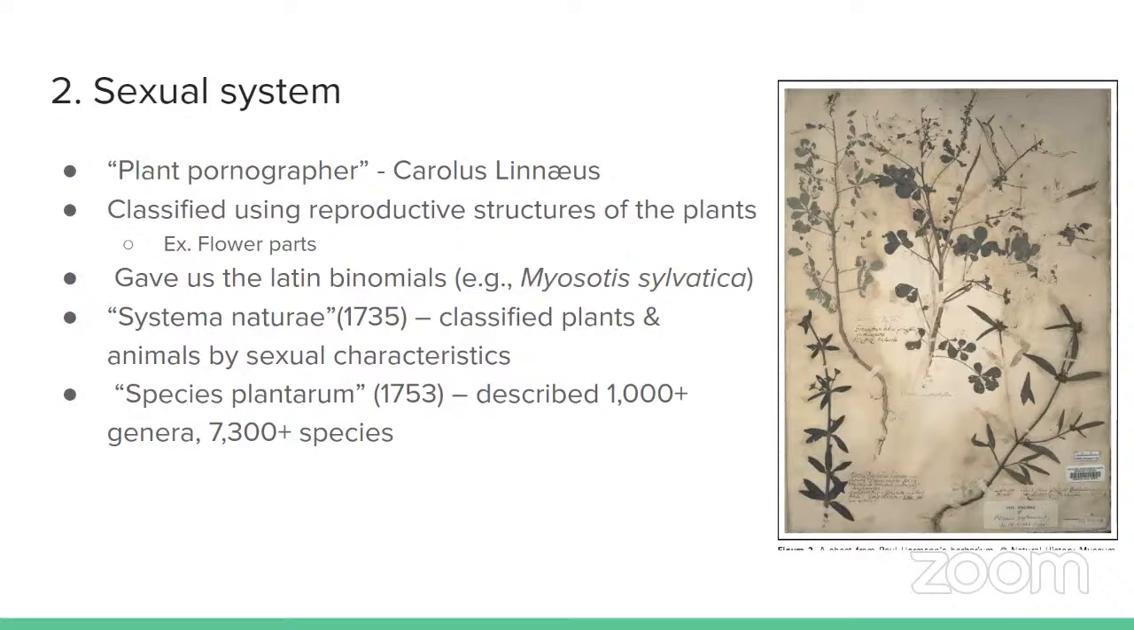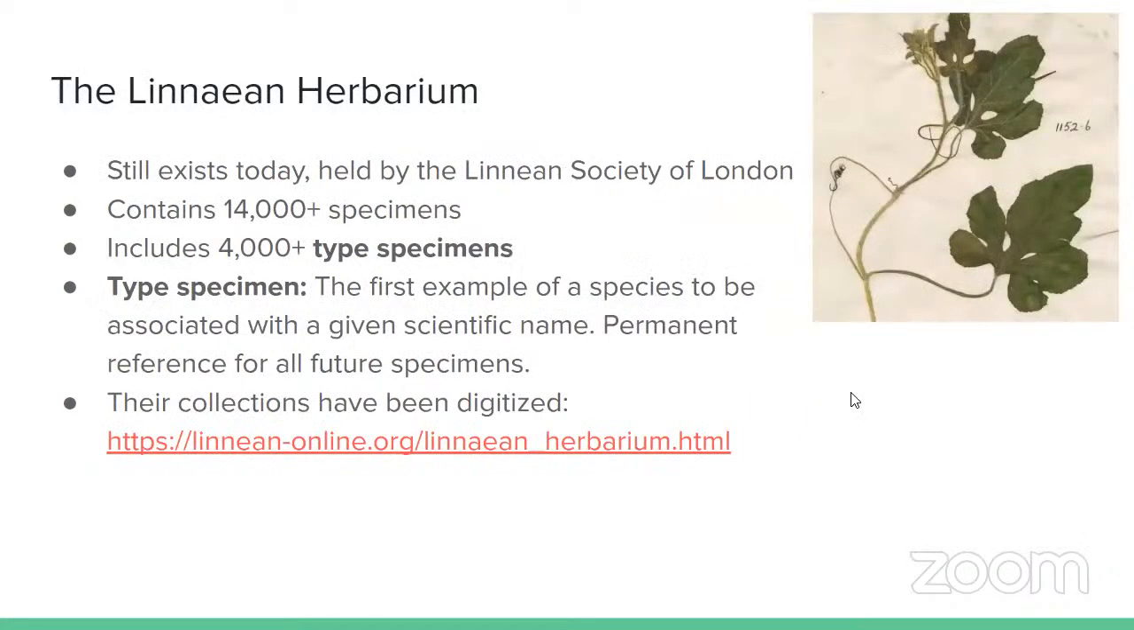So he's classifying plants and animals by their sexual characteristics, by their reproduction, which was a little scandalous at the time. Okay. But it turns out flowers are an evolutionary sort of mutation. So this works pretty well for us. So we have a link here to his herbarium, which we'll look at later. So it still exists today. It's maintained by the Linnaean Society of London. Has 14,000 specimens and growing.